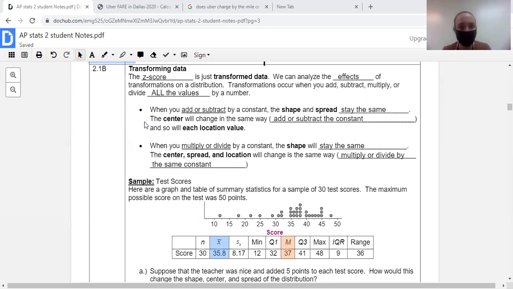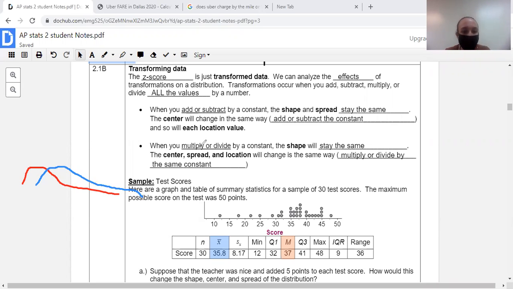So we can imagine this, something like this. If we have a skewed distribution like this, and we say, okay, we're going to take every value in this distribution and add 10 to it, then every single value is going to move up a little bit, but it's going to be the same shape. That's what adding and subtracting does.